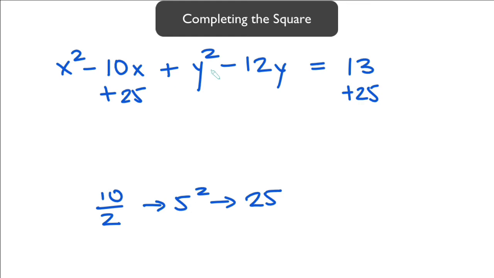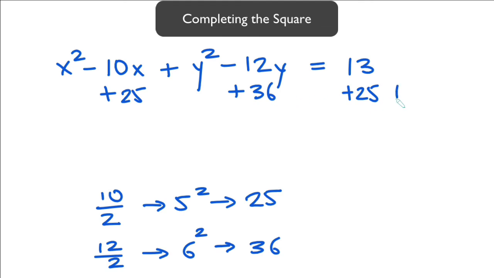Now, this is a slightly more involved problem. You've got the y coordinates as well. So you take 12 again because now it's in front of the y term over here, right? You take 12, you divide it by 2, you get 6. Then you square this and you get 36, right? So you're going to add 36 to both sides over here.